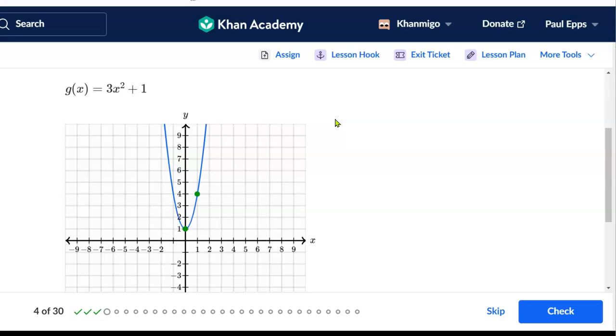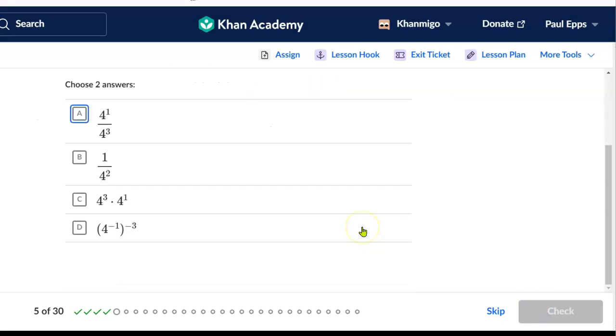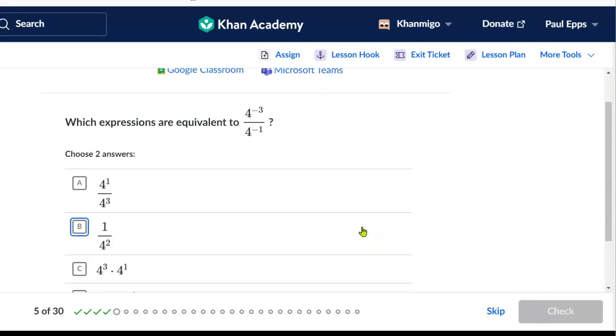They only give us 2 points to plot, so I don't see what else to do with this. I'm going to submit that. It just doesn't look right. But, okay. Which expressions are equal to 4?